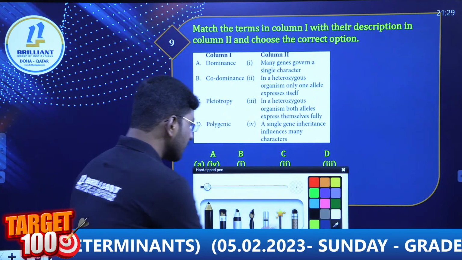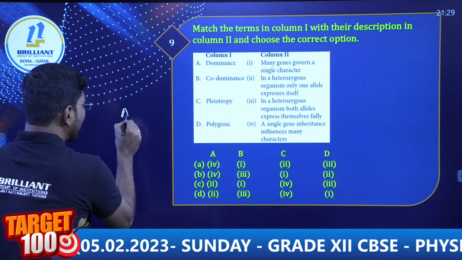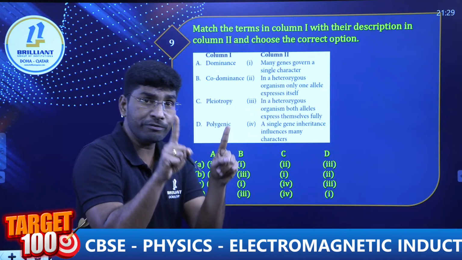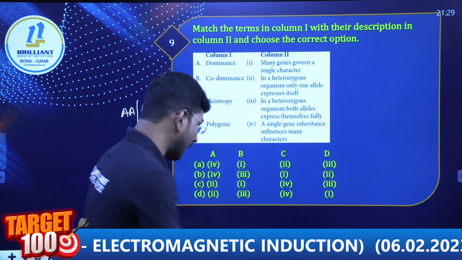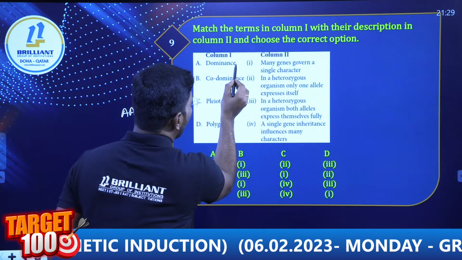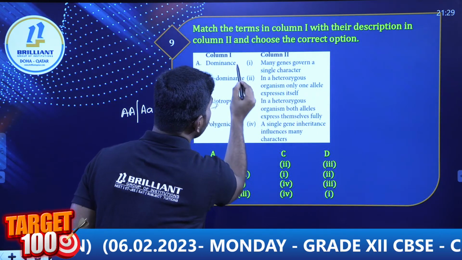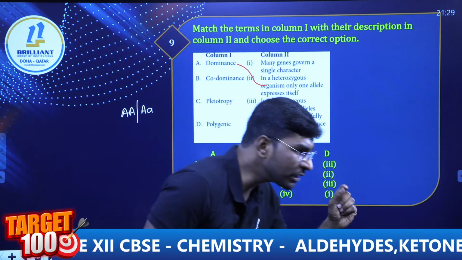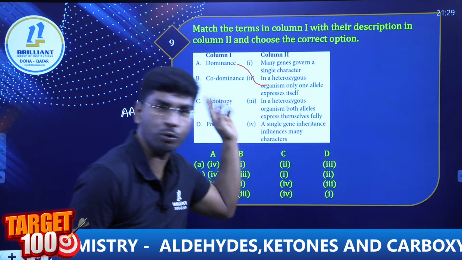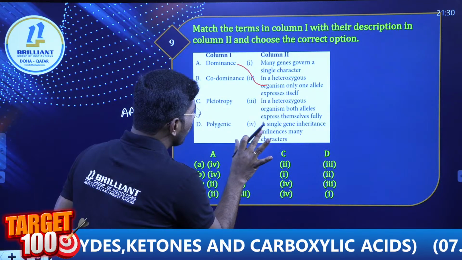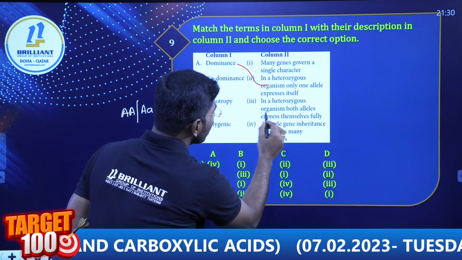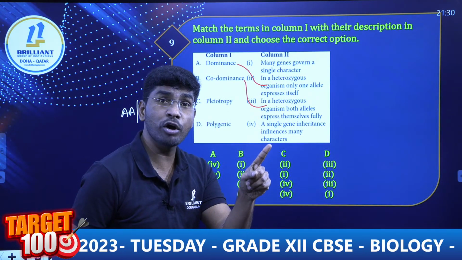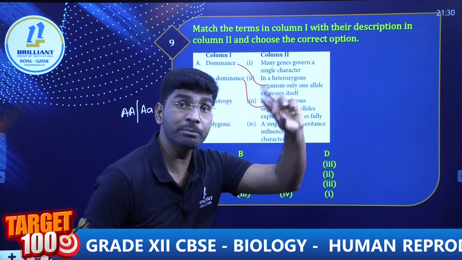Dominance. For example, capital A is dominant, small a is recessive. So out of two genes, one gene will be the dominant gene. So I can write: dominance means in a heterozygous organism only one allele will be expressed. What is codominance? Any one of you online students, what is codominance? Codominance means in a heterozygous organism, both alleles will be expressed. Example: AB blood group, IA and IB, both will be expressed.